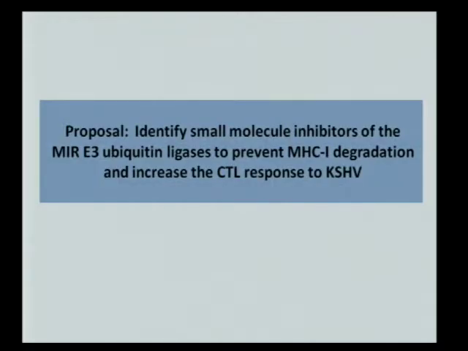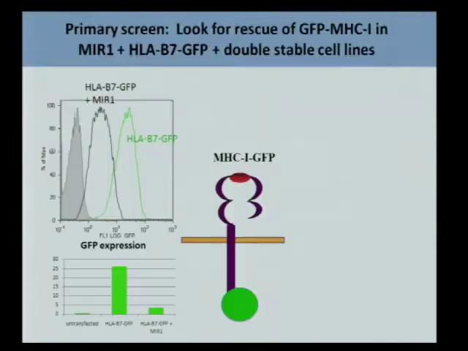And this really brings me to my proposal. The purpose of the proposal is to identify a small molecule inhibitor of the MIR ubiquitin ligases to prevent MHC class 1 degradation and hopefully increase the CTL response to KSHV. So the screen is quite simple. For the primary screen, I have an MHC class 1 molecule that's fused to GFP, or I have it fused to other fluorophores as well.